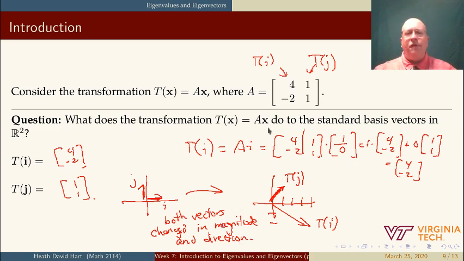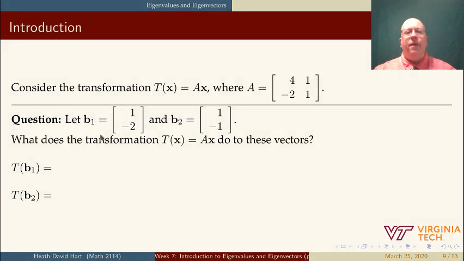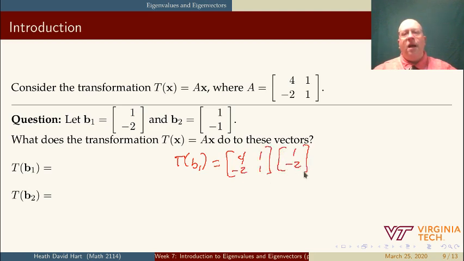Let's work with the same matrix, but with a different basis, not the standard basis i and j, but this alternate basis, B1 and B2. What does the transformation do to these vectors? This time we'll have to calculate this out. T of B1 will be 4, negative 2 in the first column, 1, 1 in the second column, times 1, negative 2.